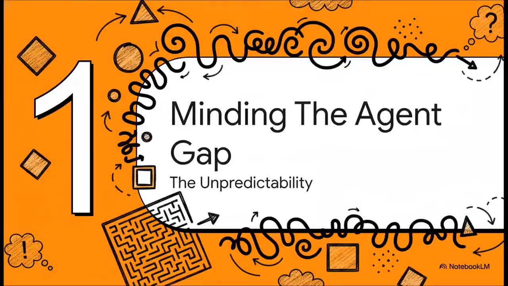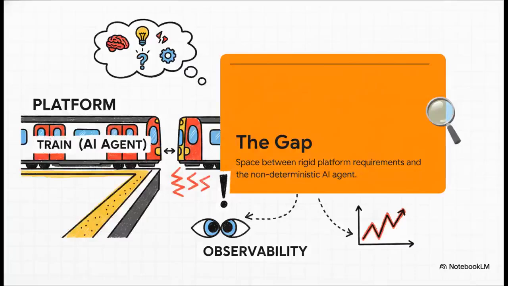All right, Section 1, minding the agent gap. If you've ever ridden the London Underground, you absolutely know the warning echoing over the loudspeakers, mind the gap. It turns out this is the perfect analogy for agent development. Think of the platform as your rigid developer requirements. You know, the strict business logic, the compliance rules, your brand voice guidelines. Those things are immovable. They absolutely cannot change.